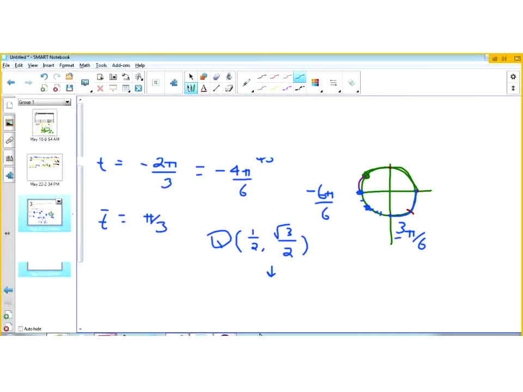Okay, so let's do another example. So let me paste the picture in. Sorry, I'm working on the illustration.